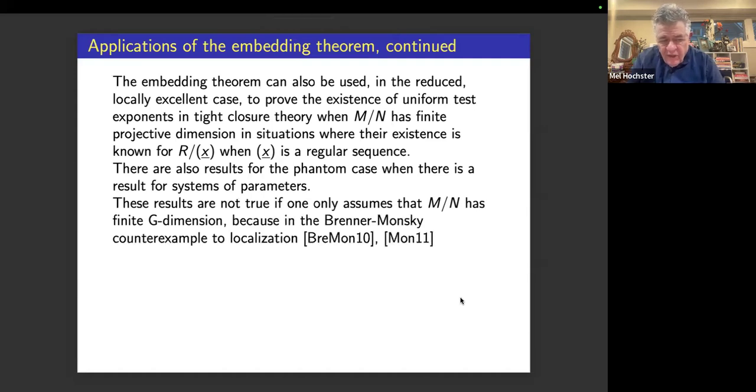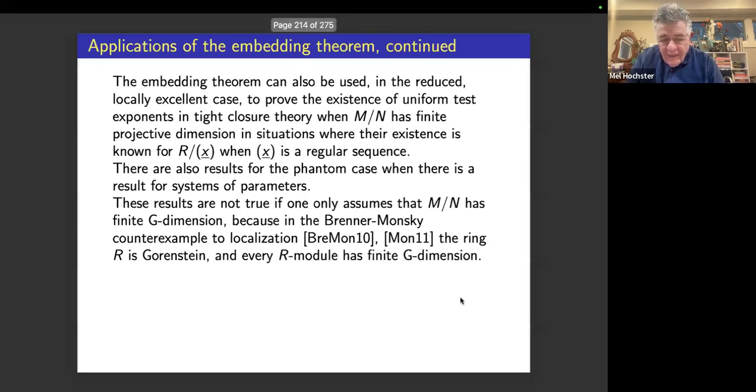And that's because of the Brenner-Monsky counterexample to localization. We know that because tight closure doesn't localize, and their example is Gorenstein. In fact, it's a hypersurface. And in a hypersurface, every module has finite G dimension. So that's going to imply that when you have a test exponent, you have localization. So you can't prove any very general theorem on test exponents. It would give you localization in an example where it can't happen.